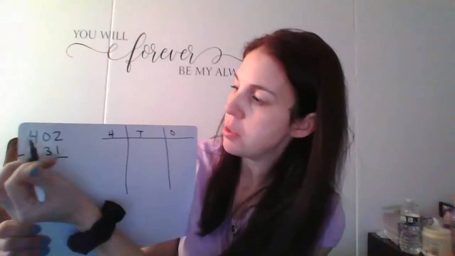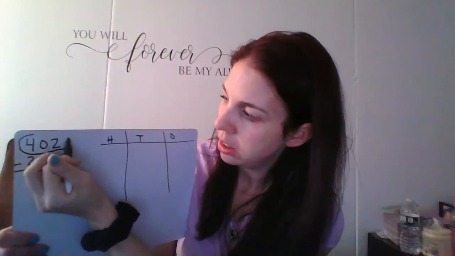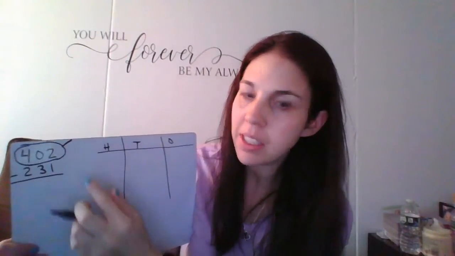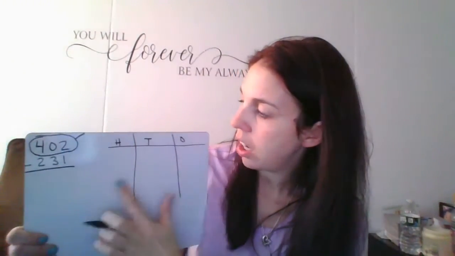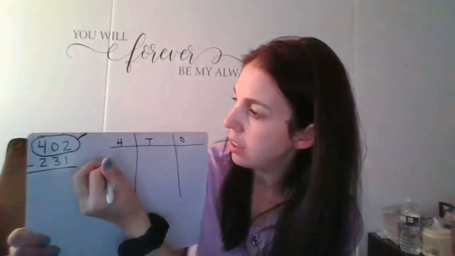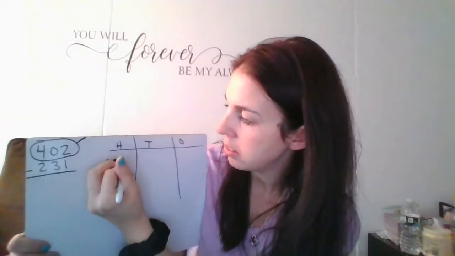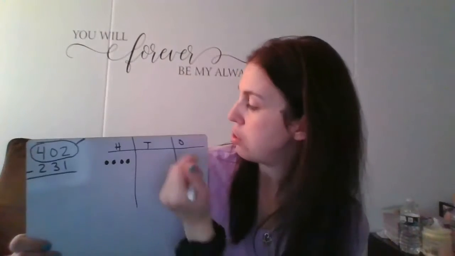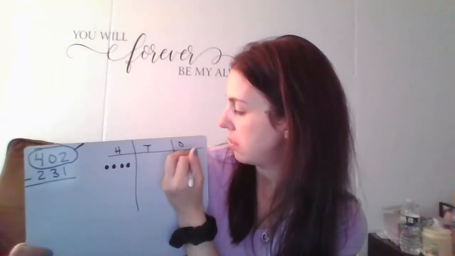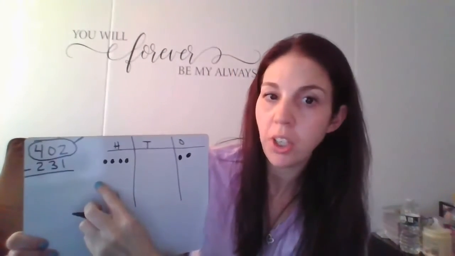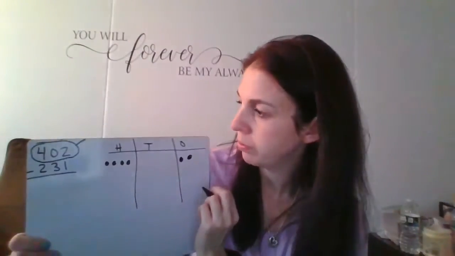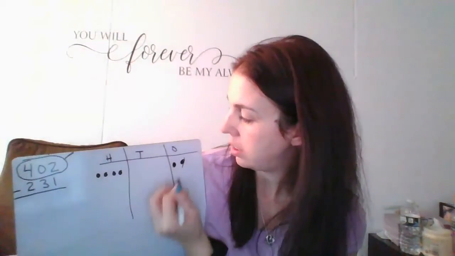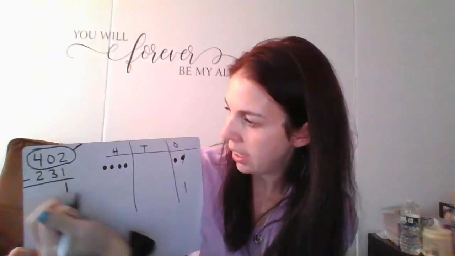So the first thing we're going to do is circle this top number with our magnifying glass, and that's going to be the number that we put in our hundreds, tens, and ones chart. So we've got 4 hundreds, 0 tens, and 2 ones. We have 402. And now we want to take away 1. We have 1 left. Okay.